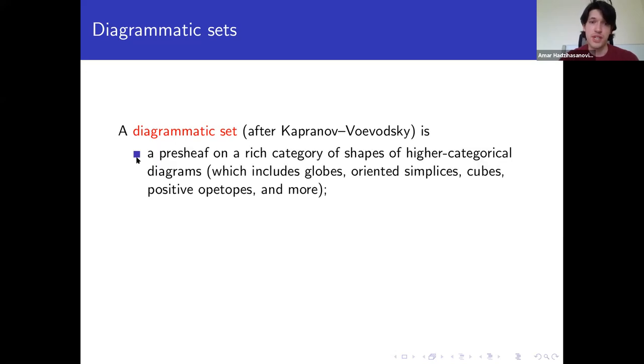Well, one way of seeing it is that it's just a kind of generalization of various kinds of presheaf category used in models of homotopy types or of higher categories. So it's a presheaf on a shape category, a very rich category of shapes that includes globes. It has reflexive globular sets as a full subcategory. It contains oriented simplices, so it has all simplicial sets as a full subcategory. It contains cubes. It even contains what Marek Zawadowski calls positive opetopes. So it's a way of taking a lot of shapes but still having good properties.